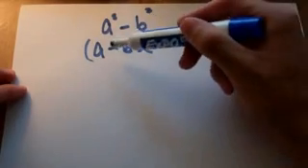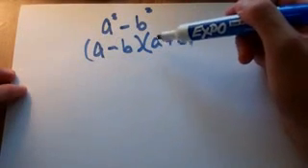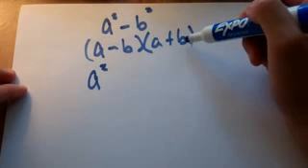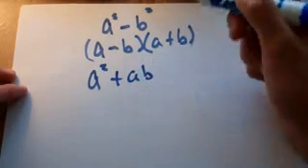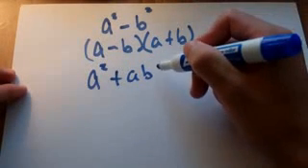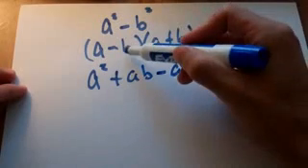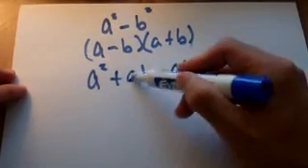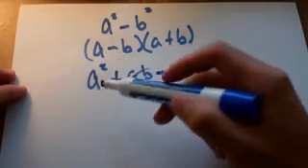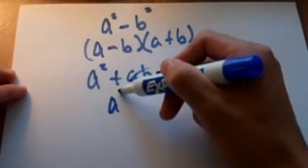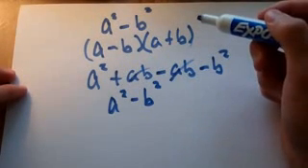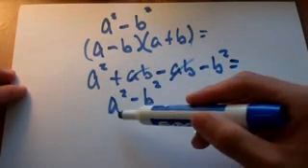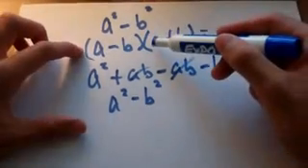Let's just FOIL. If we FOIL this right here, a times a is a squared. A times b is ab. Negative b times a is negative ab. And negative b times b is negative b squared. As you can see, these two middle terms subtract out, and what are you left with? A squared minus b squared. So if we multiply this together, this is what we get, and this is our final answer. And once again, if we factor it out, this is what we get.